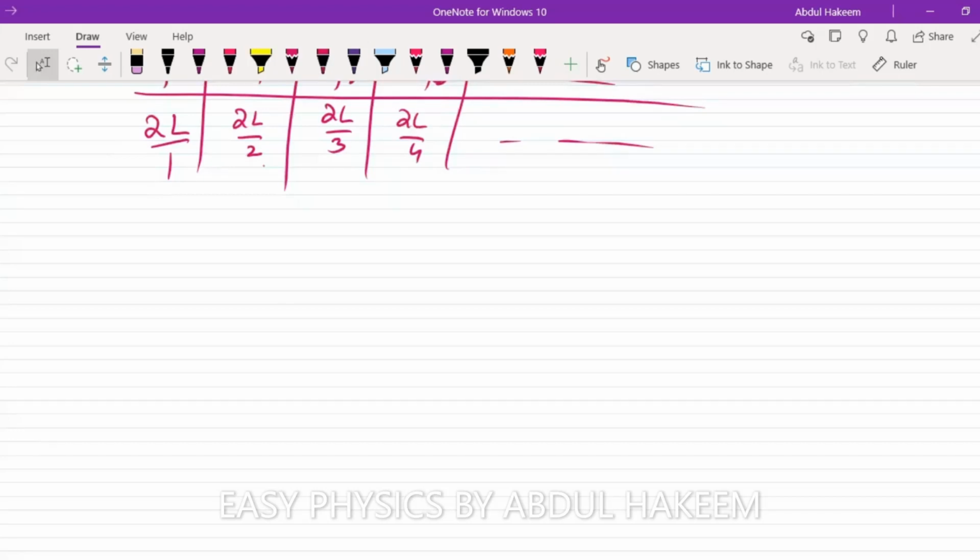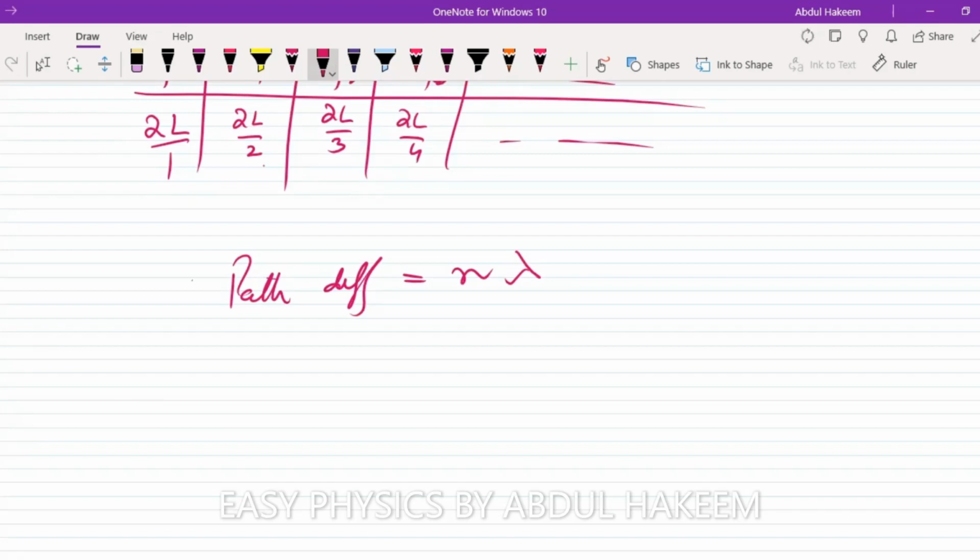Third, they must be in the same medium and meet at a point. So these are the conditions for interference. Now, if the path difference between the two waves at a meeting point is n times lambda, then it is constructive interference. So there are two conditions for constructive interference. Number one is this, and number two is both waves must be coherent.